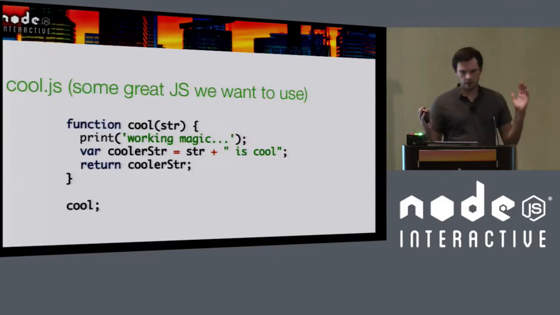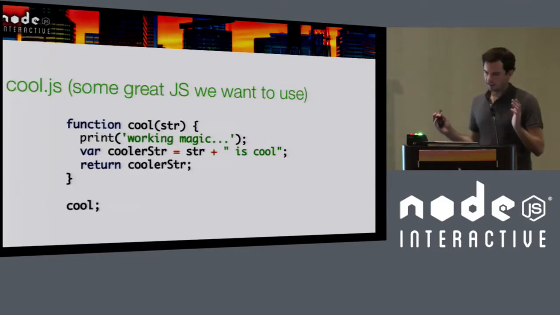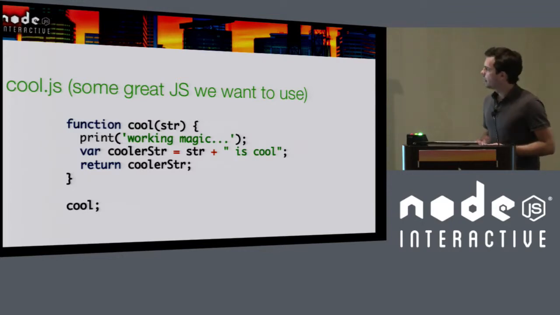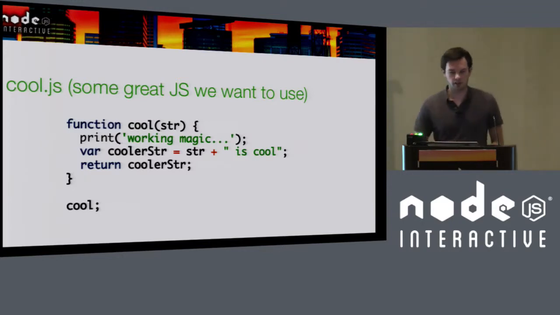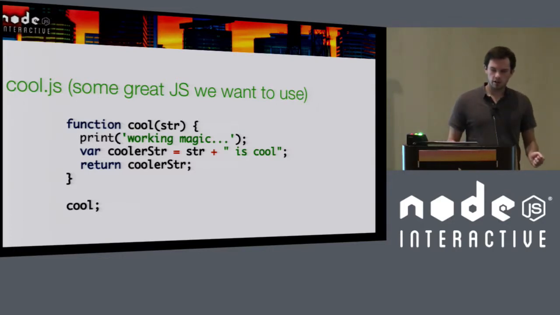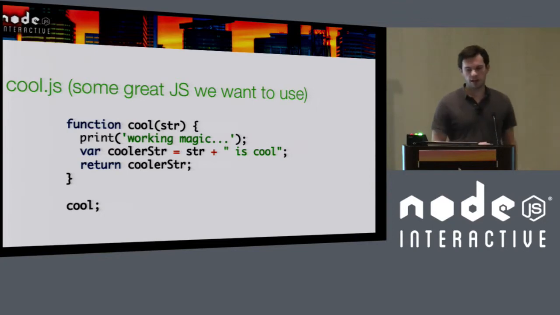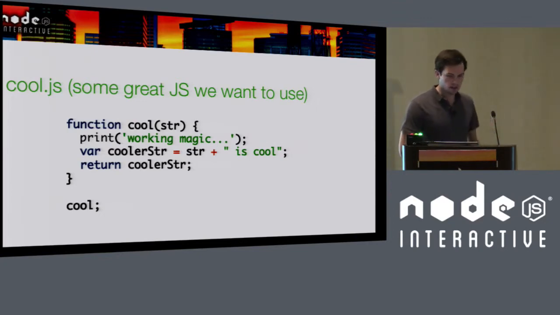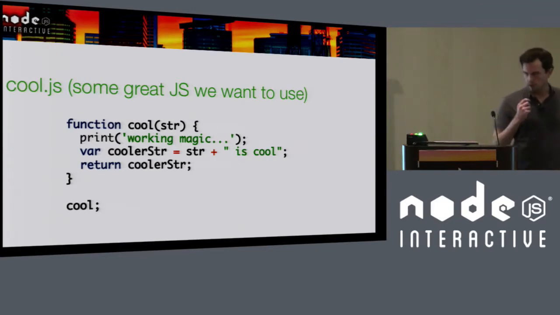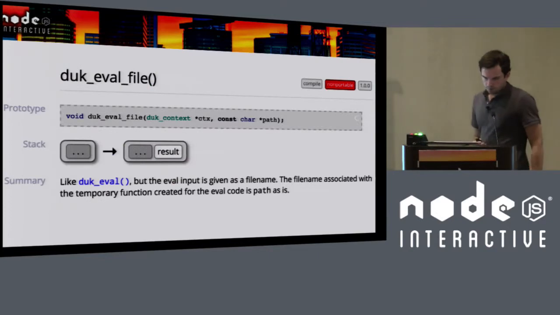So I made up this file that has some great JS. It's called cool.js. And in it, there's one single function that takes a string, and it prints out that it's working some magic, and creates a cooler string by taking the string we passed in and appending "is cool" to the end of it. Great. We take that string that we created and return it at the end.